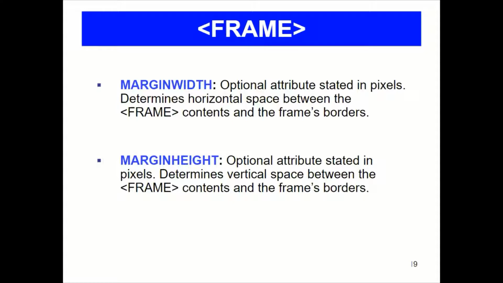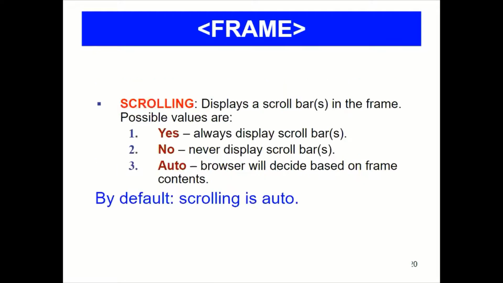Horizontal space means the left and right spacing of the framed page. And then the margin height, which is also an optional attribute with its value also stated in number of pixels, determines the vertical spacing between the frame content and borders, means the top border. Top margin is adjusted with this margin height.